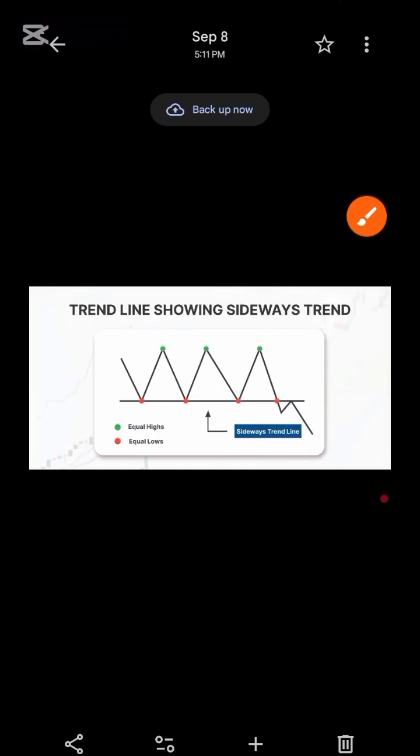But this is the point where you need to be careful when it comes to the market, which is the sideways trend. Some persons call it the consolidation point of the market.